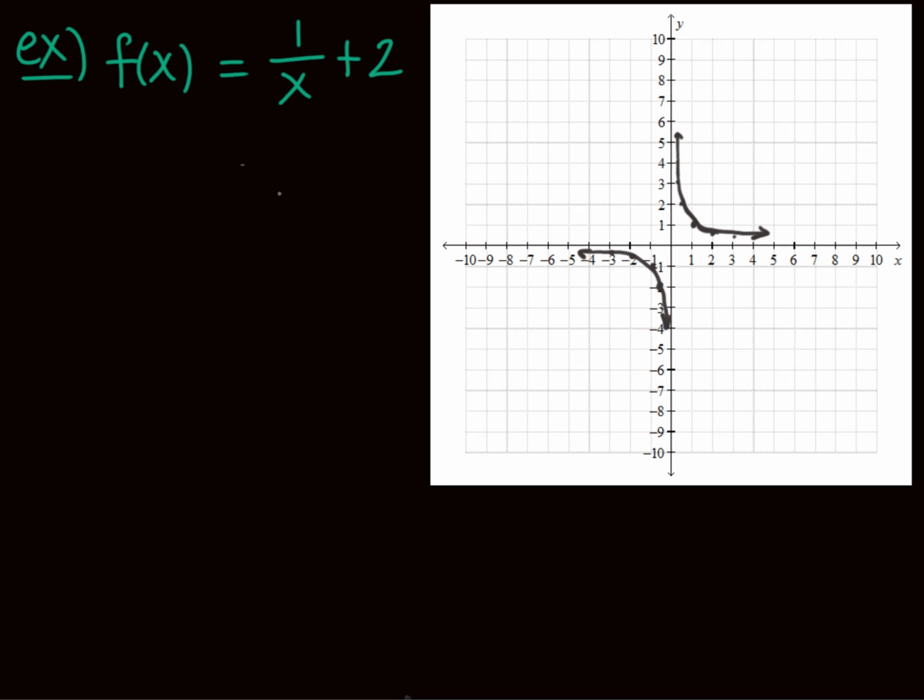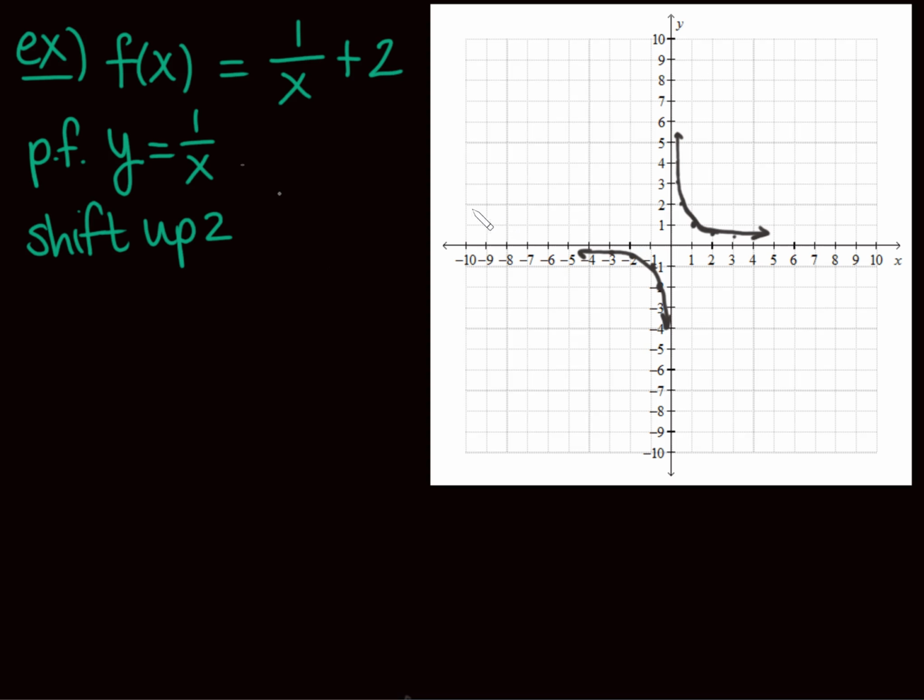So with my parent function, what helps me do these is I think about what my shift is going to do to my asymptotes. I know I'm going to shift up 2. The y-axis is a vertical asymptote. The x-axis is a horizontal one. So when I shift up 2, that's not going to mess with my vertical asymptote. That's going to mess with my horizontal one. So everything's going to go up 2.